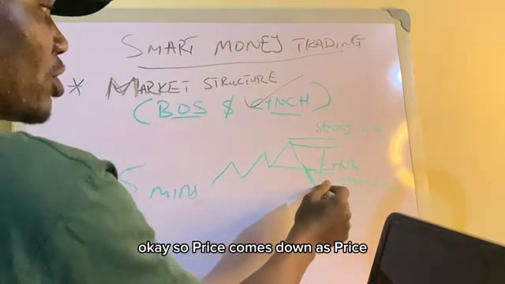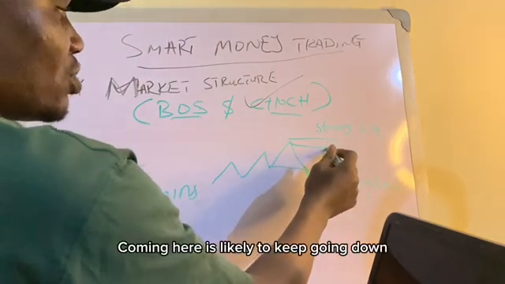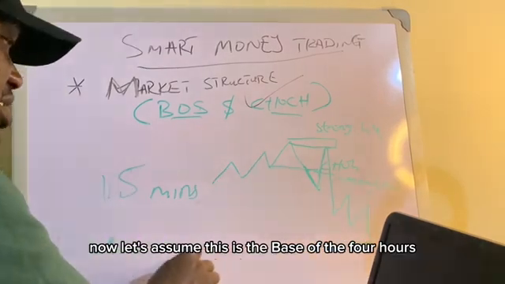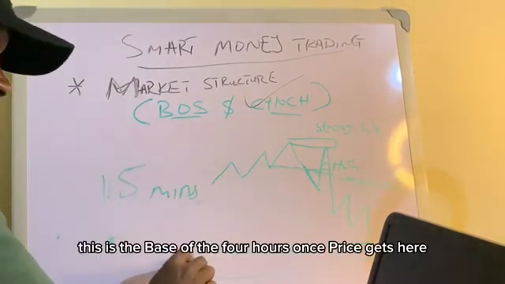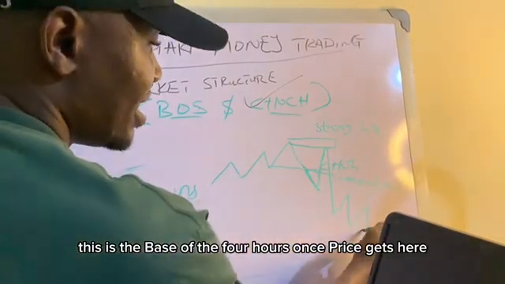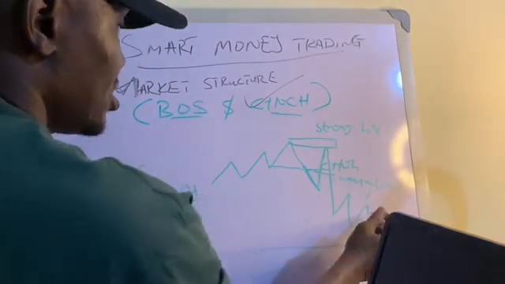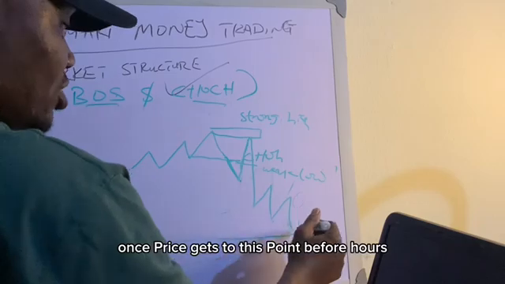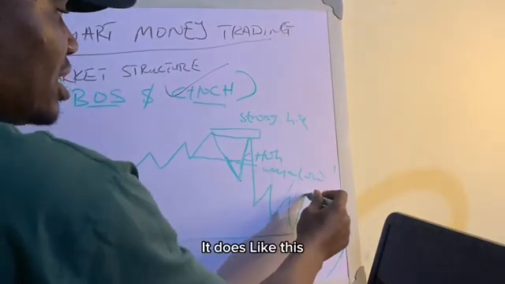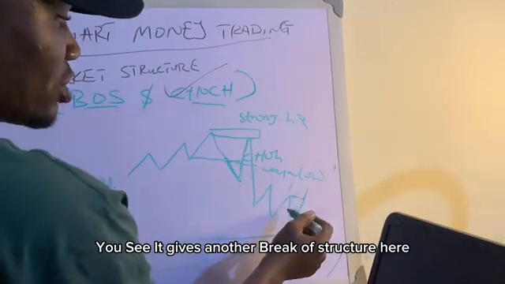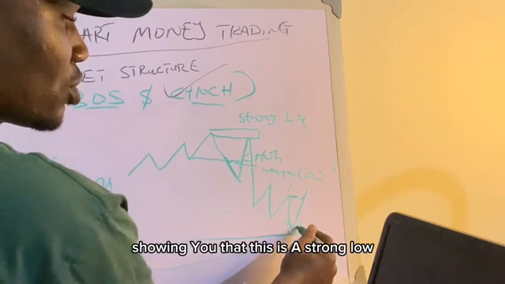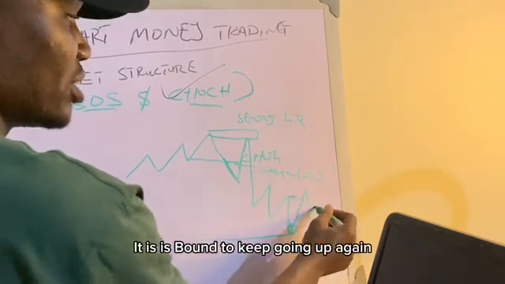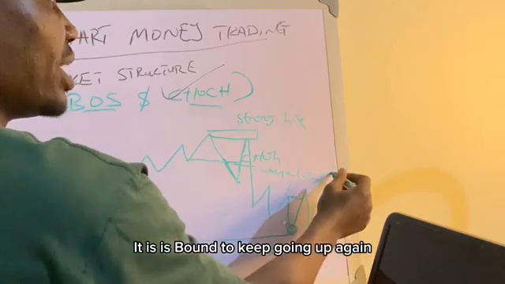So price comes down. As the high is coming here, it is likely to keep going down. Now, let's assume this is the base of the 4 hours. Once price gets to this point, the 4 hours, it does like this. You see, it gives another break of structure here, showing you that this is a strong low. So we expect that as the price comes down like this, it is bound to keep going up again.